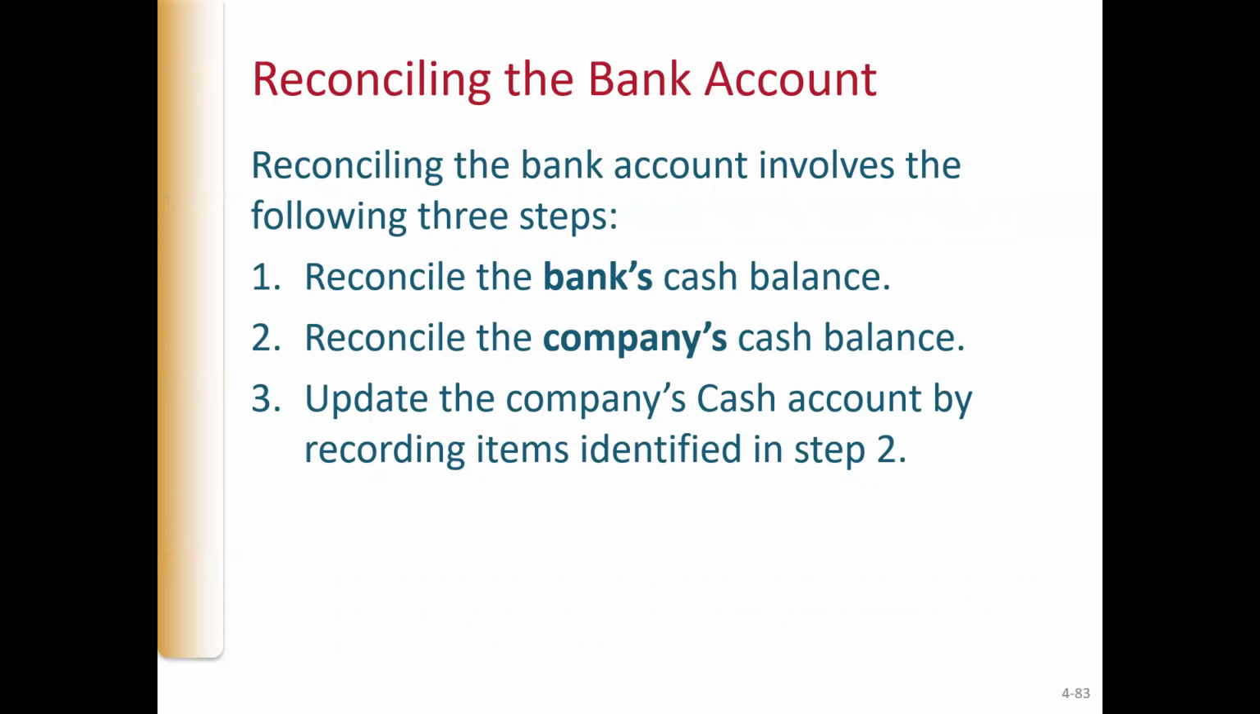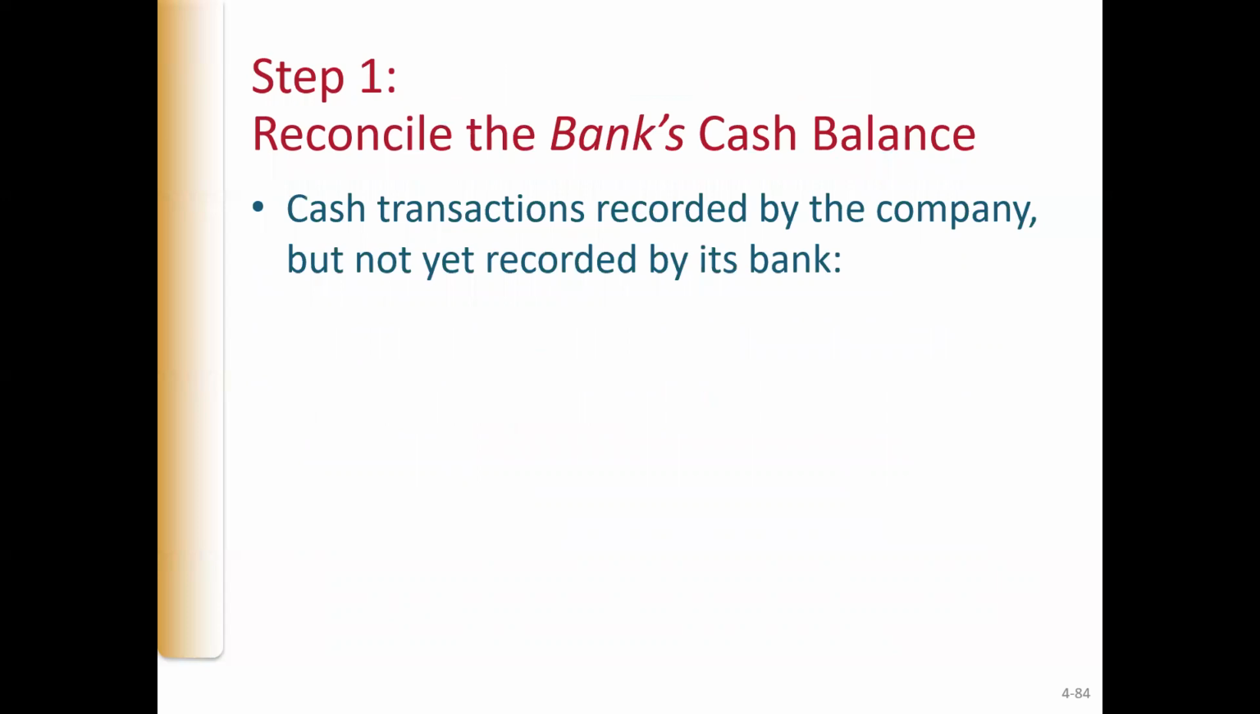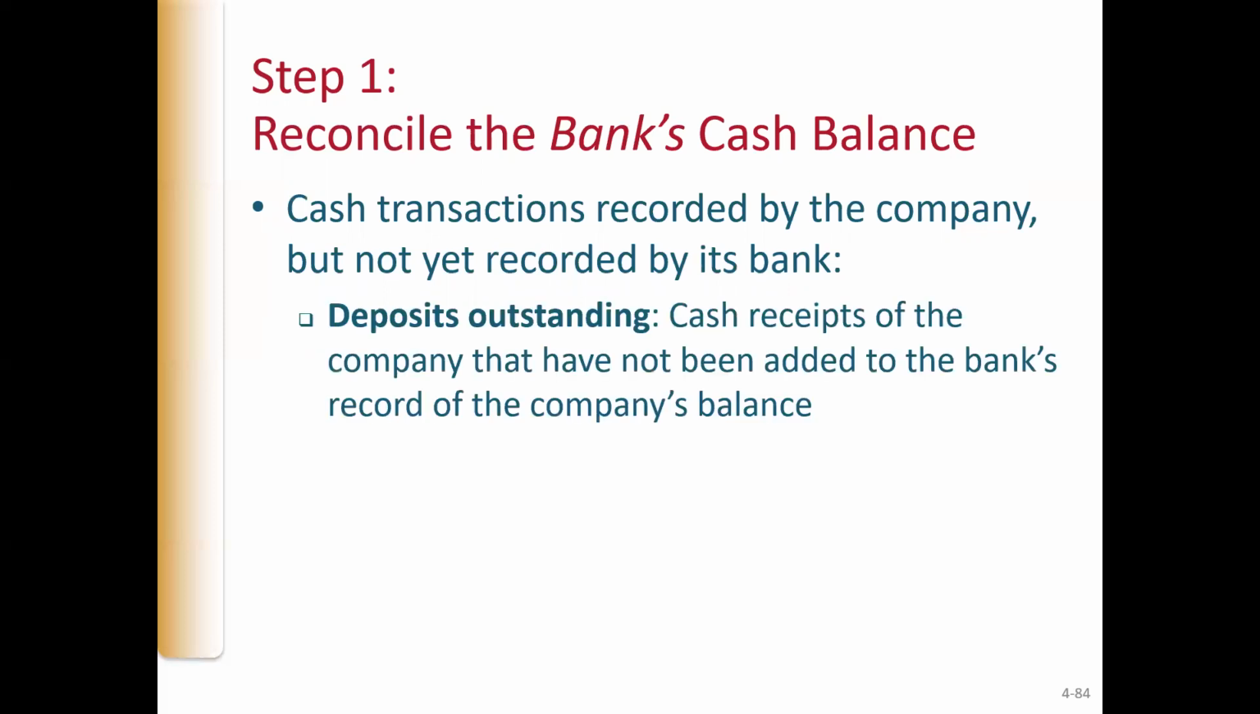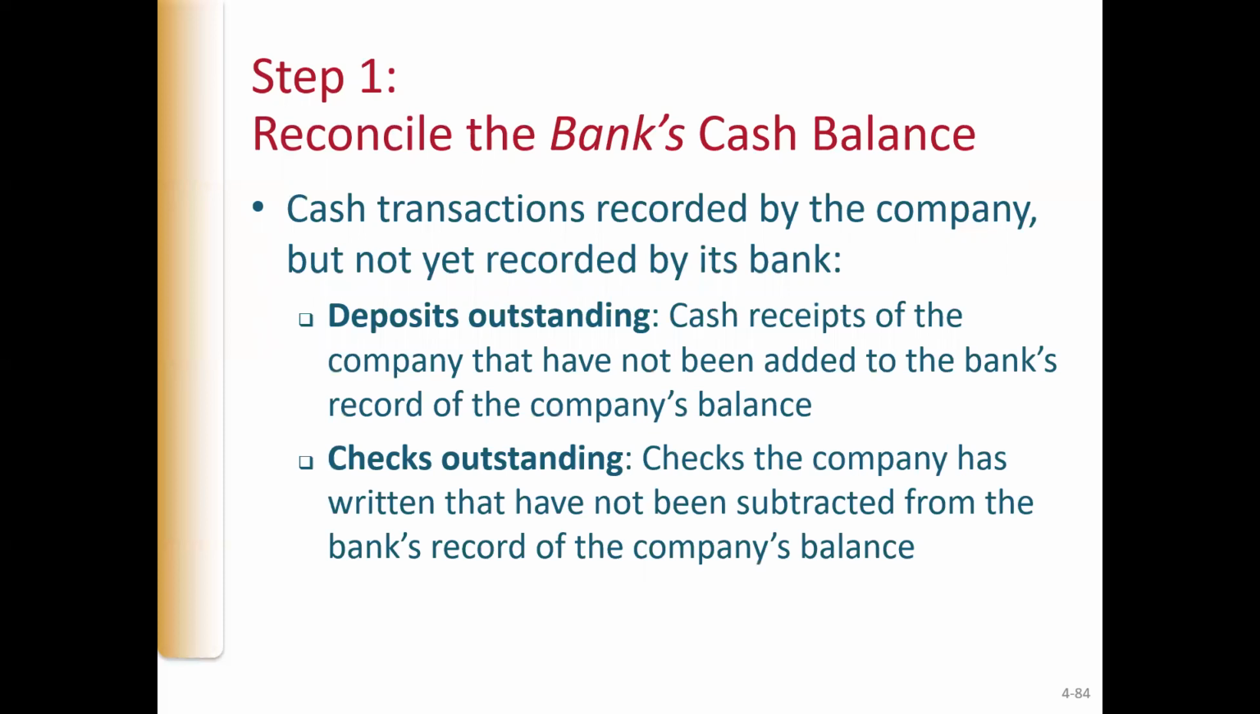So when we reconcile a bank account, we are first going to start with the bank's balance and the company's balance, and then we're going to update the company's cash account by recording items coming up here. So to reconcile the bank side, we're going to look at deposits and withdrawals that the company has processed but that haven't hit the bank yet. These are going to include deposits outstanding and checks outstanding.